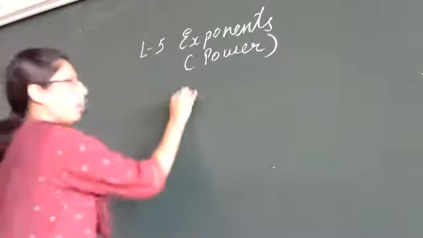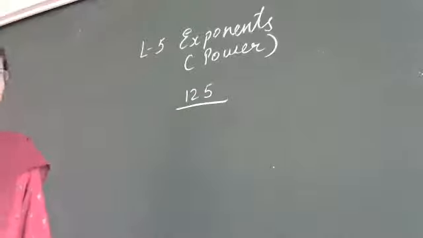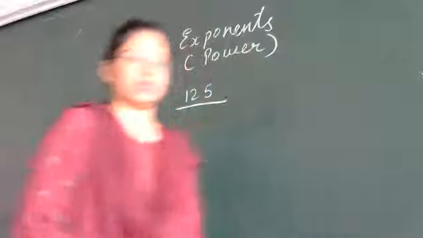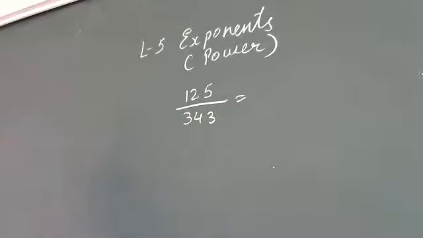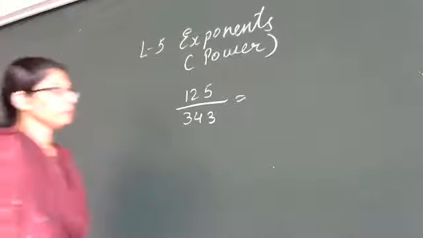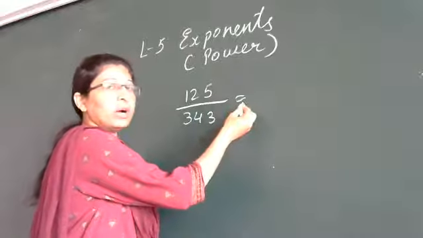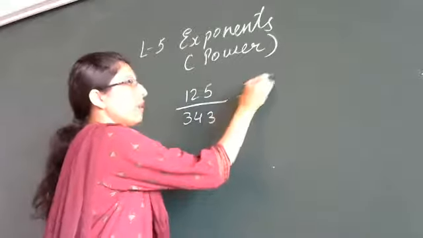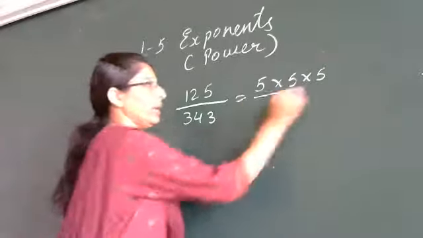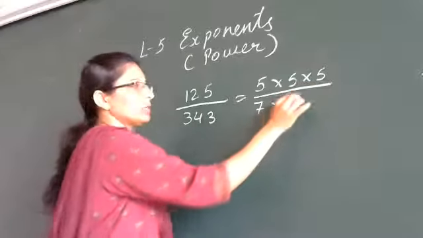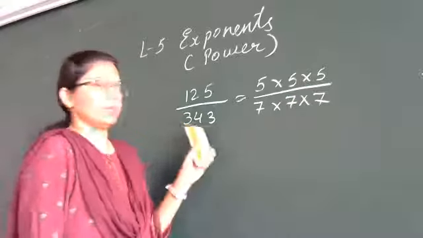One more example I take. Now it is 125 divided by 343. Can you tell me how you can split 125? Same number you should split. Same number it should be. See, 5 5 25, 25 5 125. Similarly, 7 7 49, 49 7 is 343.